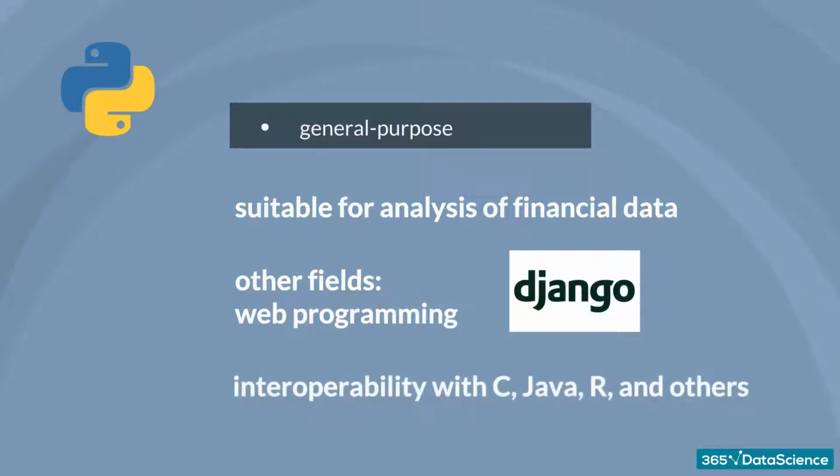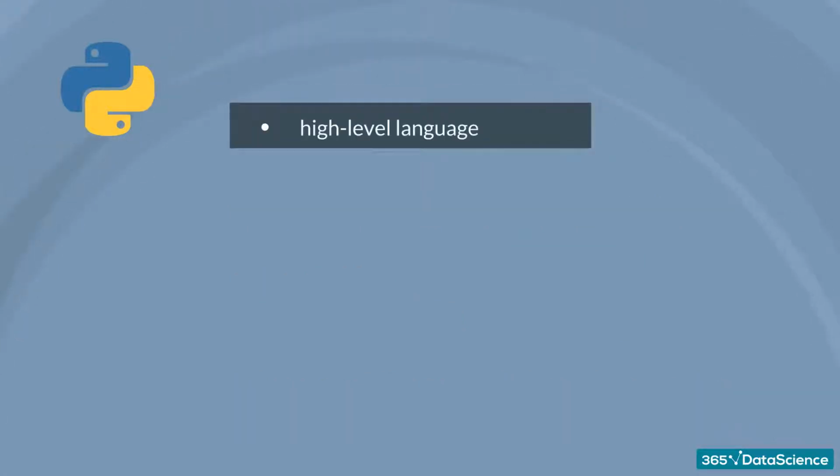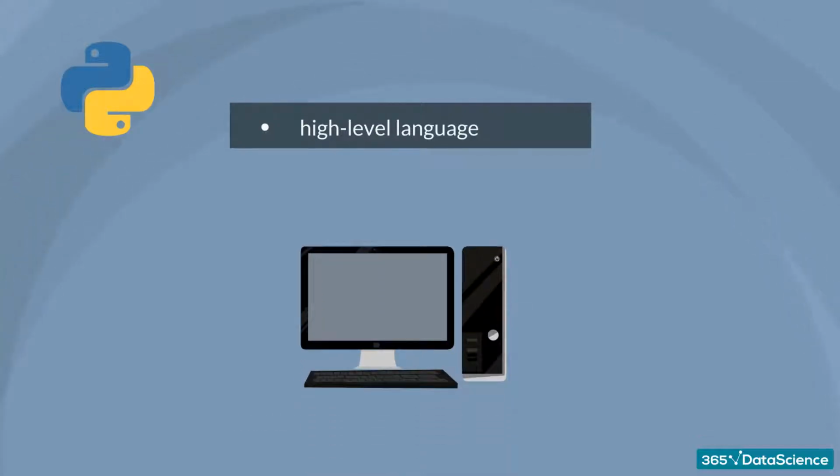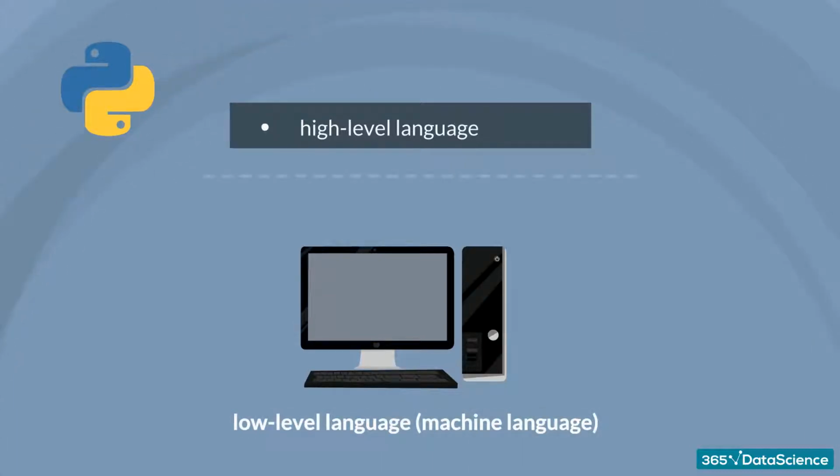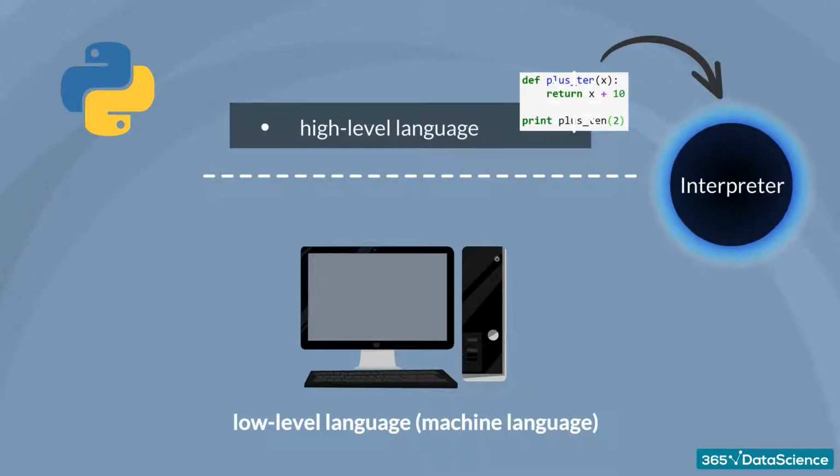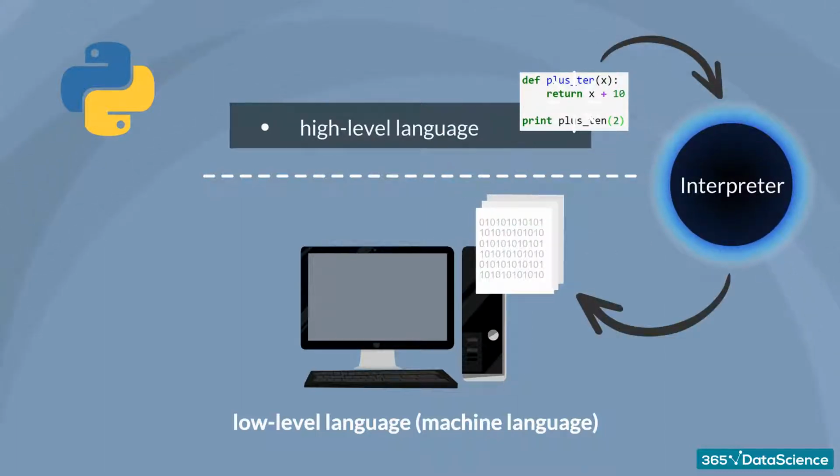and the interoperability with other programming languages could be an explanation why some large organizations have chosen Python as their main programming language. High level. This is slightly more technical. Broadly speaking, computers can run programs written in low-level languages only, also called machine languages. So, a program written in a high-level language must be first interpreted into a low-level language before it can be executed.